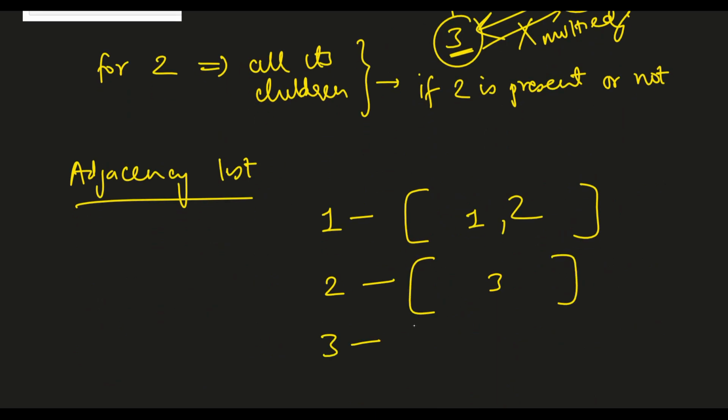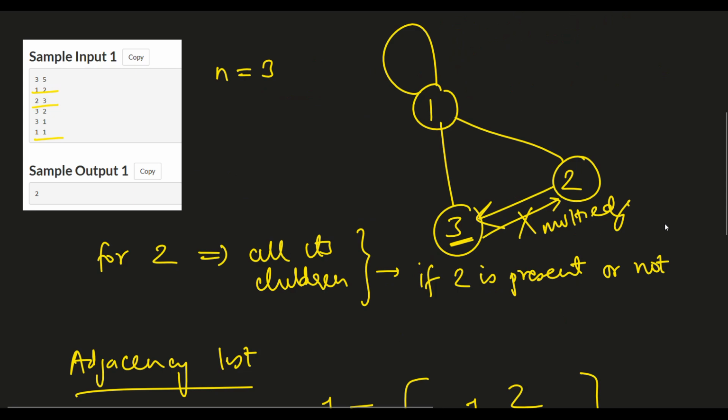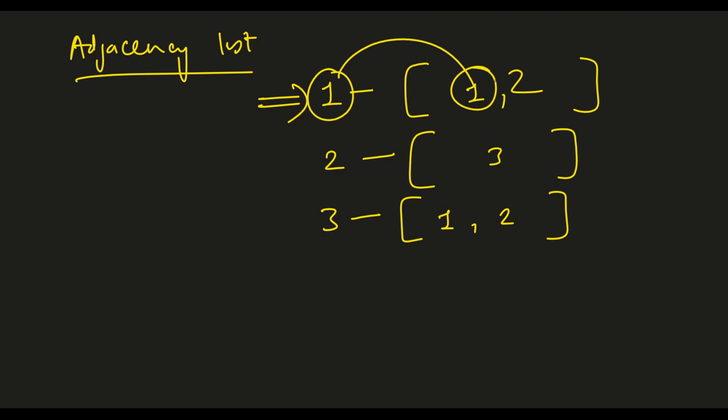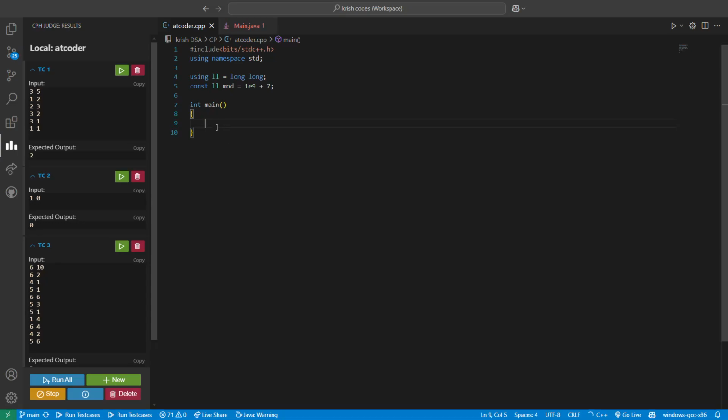And 3 is connected to whom? So 3 is connected to, I think, 1 and 2. All right, so 3 is connected to 1 and 2. Now, for every edge, I will check whether it contains the same number as itself. All right, so let's do the C++ code for this.